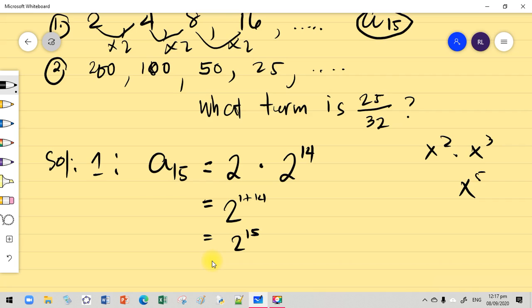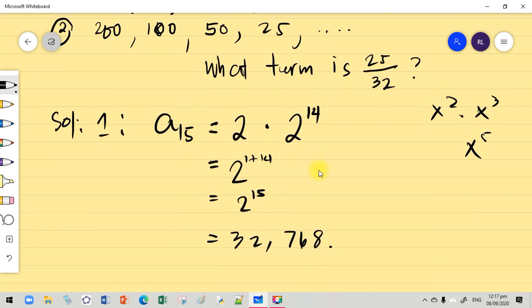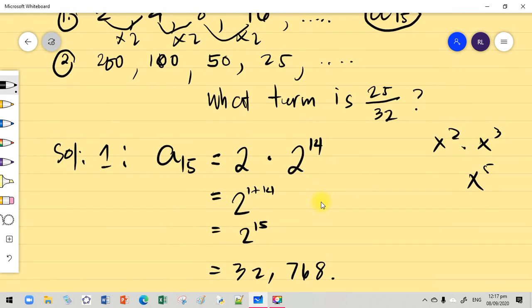But if you are going to evaluate that, it is 32,768. So if we continue this pattern and go to the 15th term, that will be 32,768.